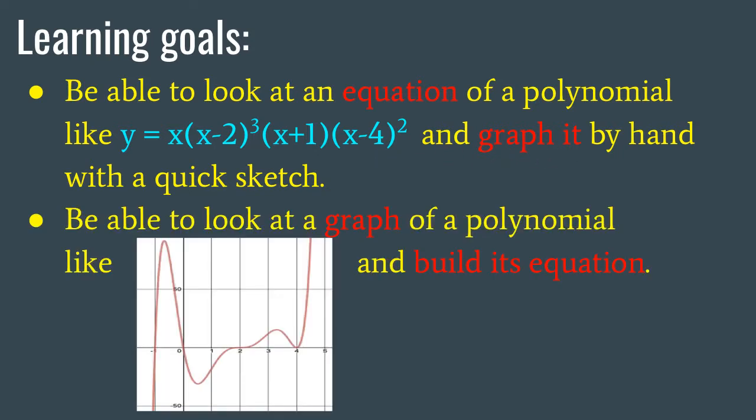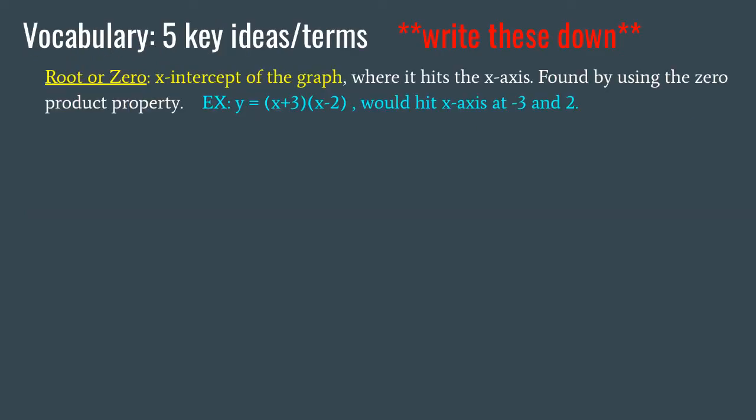The second big idea is that you'll be able to look at a graph, so you'll have this fun looking roller coaster kind of graph, and you'll be able to build its equation. All right, there are 5 key ideas or 5 key terms, and I would encourage you to definitely write these down, as these are the big ideas of this start of the polynomial unit.